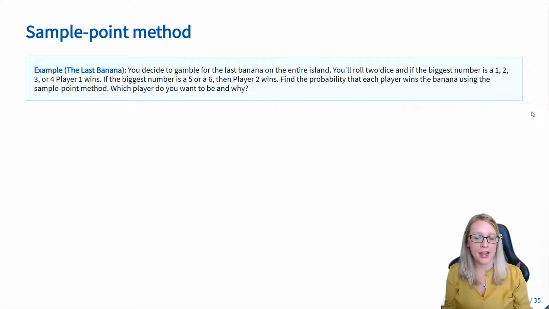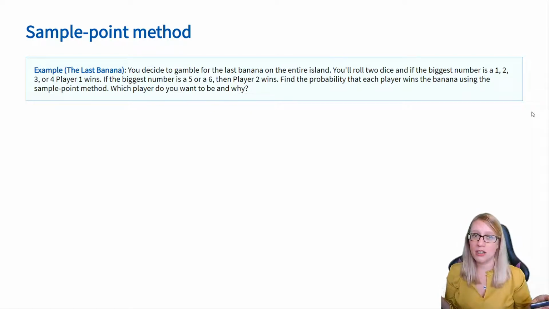You've got 2 dice on this desert island. Maybe they're made out of coconut shells. Maybe they washed up with you. But you're each going to roll your die. If you roll a 1, 2, 3, or 4, if that's the highest number between the 2 dice that you've rolled, then player 1 gets the last banana. However, if the bigger number out of the 2 dice you roll is a 5 or a 6, player 2 gets the last banana. So how would we find the probabilities?